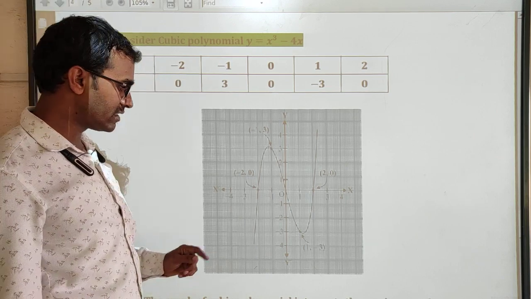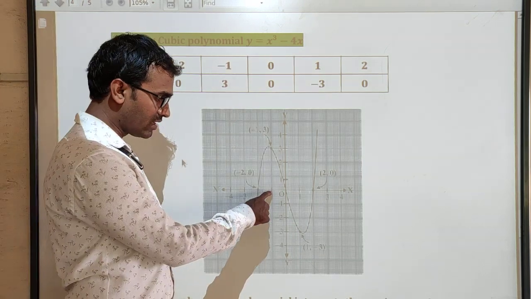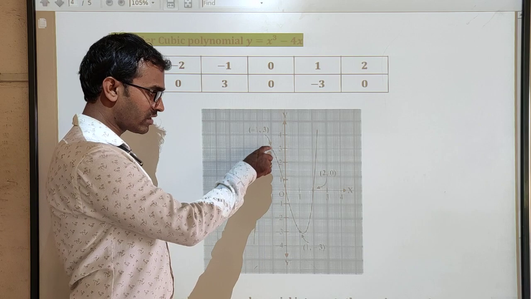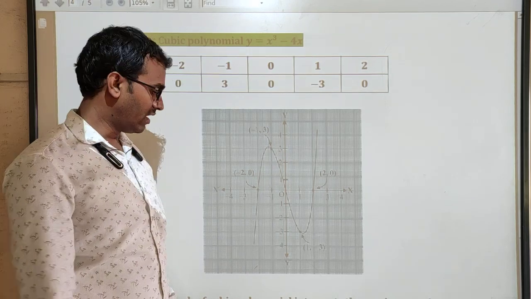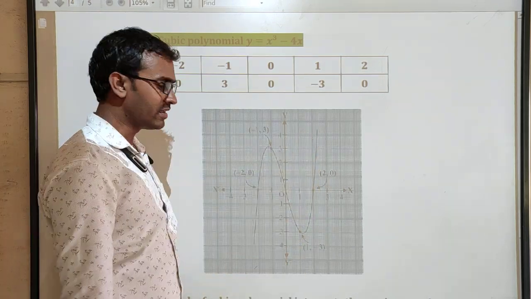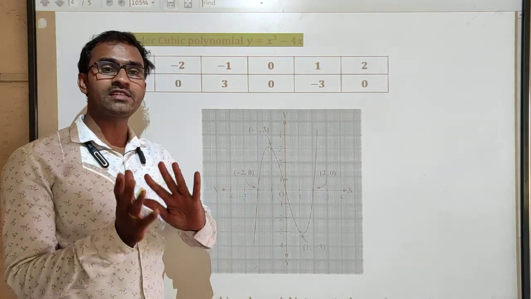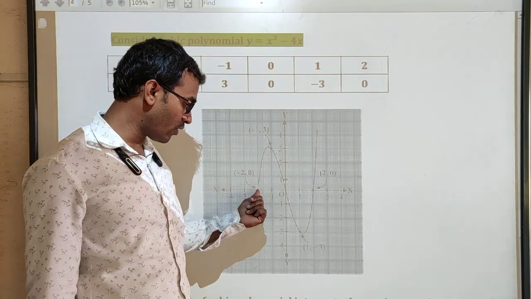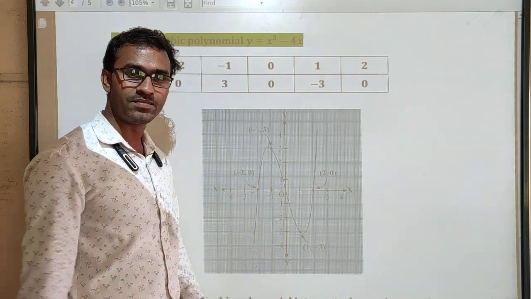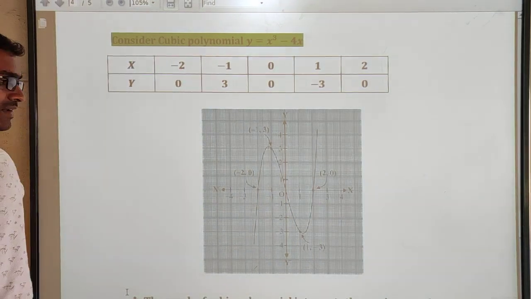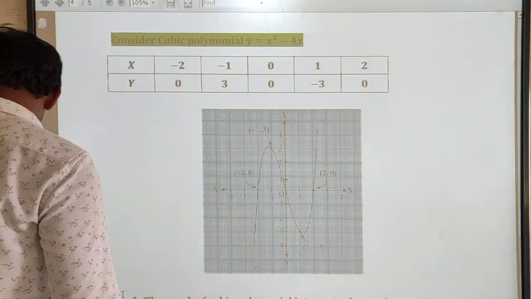Plot -2, 0 on the x-axis, this point, and x = -1, y = 3. This x = -1 has corresponding y equal to 3. Next, x = 0, y = 0, and similar points, and draw the graph. See the graph. This is a cubic polynomial. This graph intersects the x-axis 3 times, right? 1, 2, and 3: here, here, and here. The graph of a cubic polynomial intersects the x-axis 3 times.